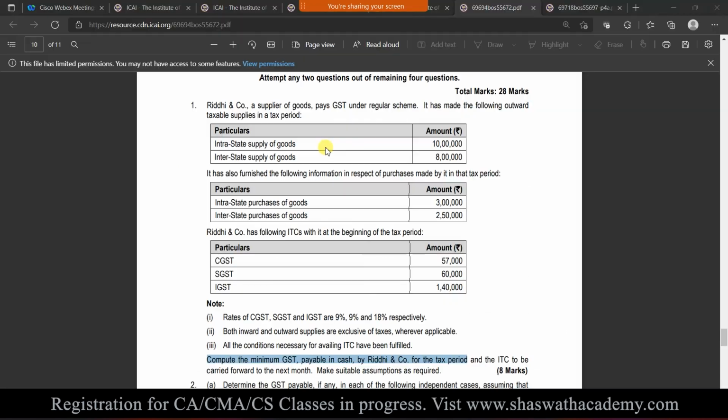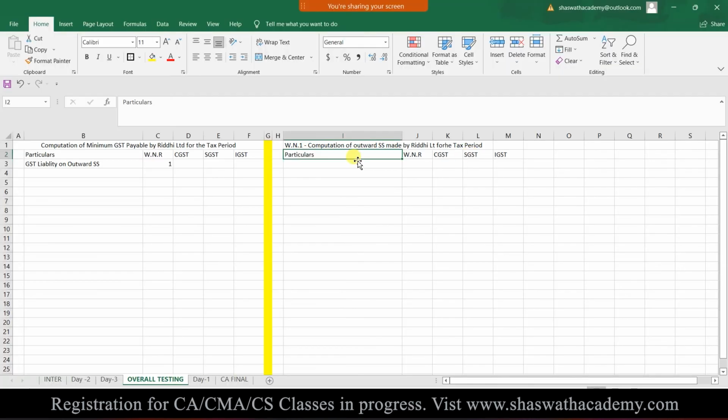And my dear, let's go ahead and quickly have the question. Intra-state sale and interstate sale, 8 lakh and 8 lakh, tax rates being 9%, 9% and 18% respectively. Both inward and outward are exclusive of taxes. All the conditions for availing ITC are satisfied. So my intra-state supply of goods and interstate supply of goods details have been given. So I can go ahead straight away and say intra-state supply of goods and interstate supply of goods.